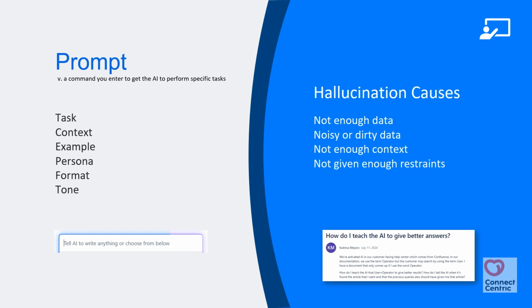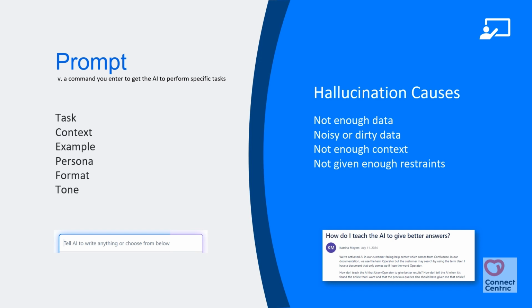Task clearly defines the action you want AI to perform. Use specific and direct action verbs such as create, summarize, suggest. Context provides the necessary background information relevant to the task. This helps the AI understand the scope and specifics of what you need. If possible, include an example to guide the AI on the expected outcome. This can be a template or a previous instance of a similar task.